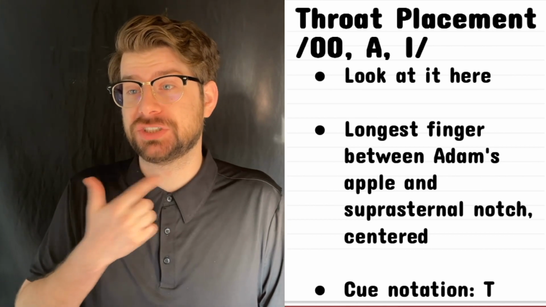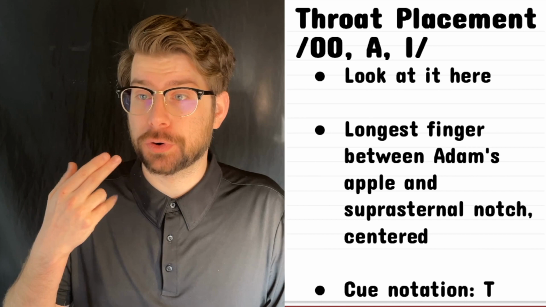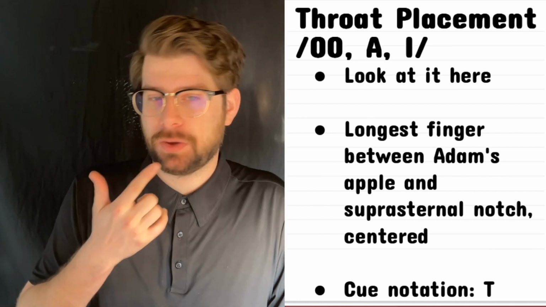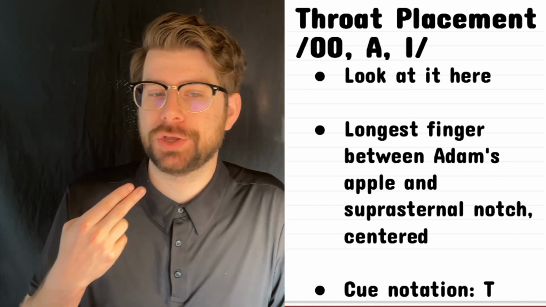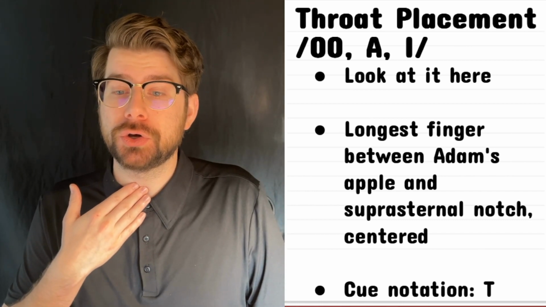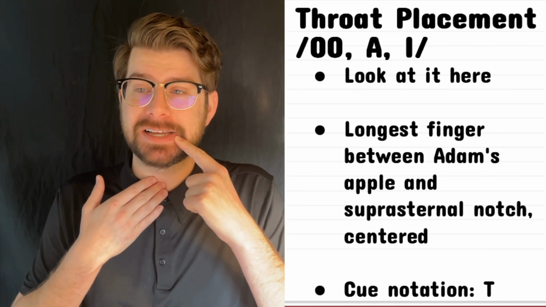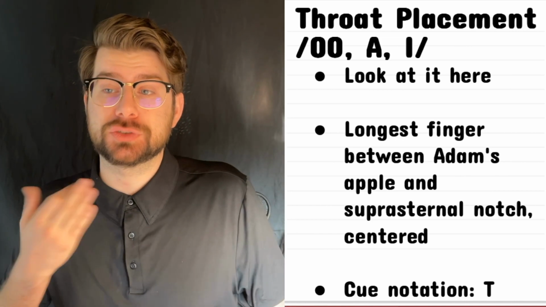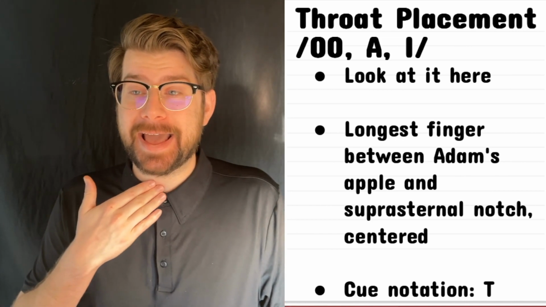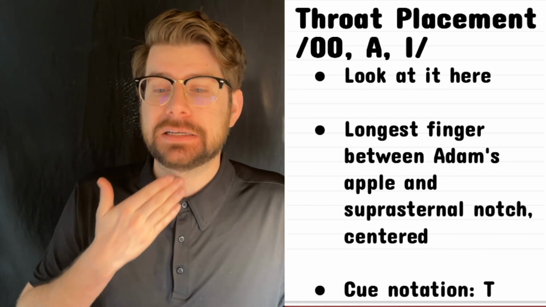The cue notation for this placement is T for throat. And I want you to look at the sounds and how they look. Uh is round. A is open. And I is flat.